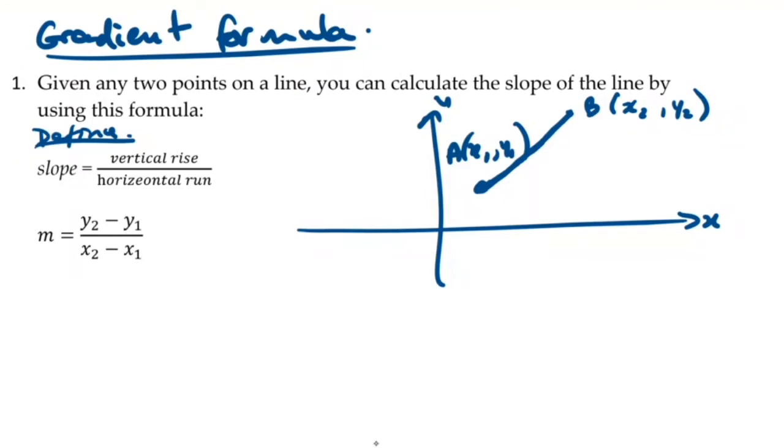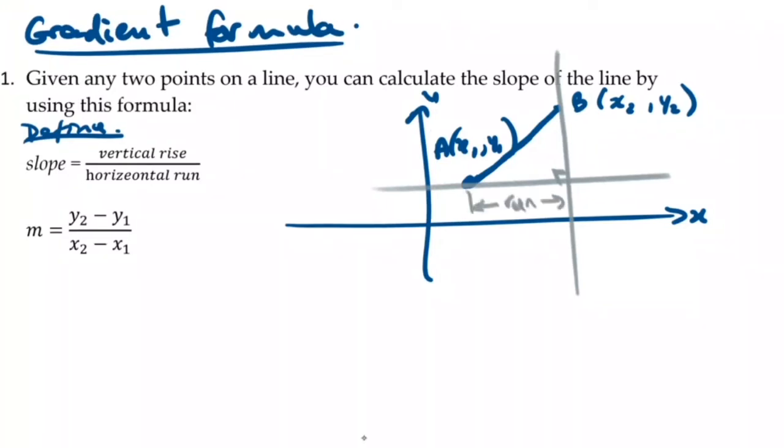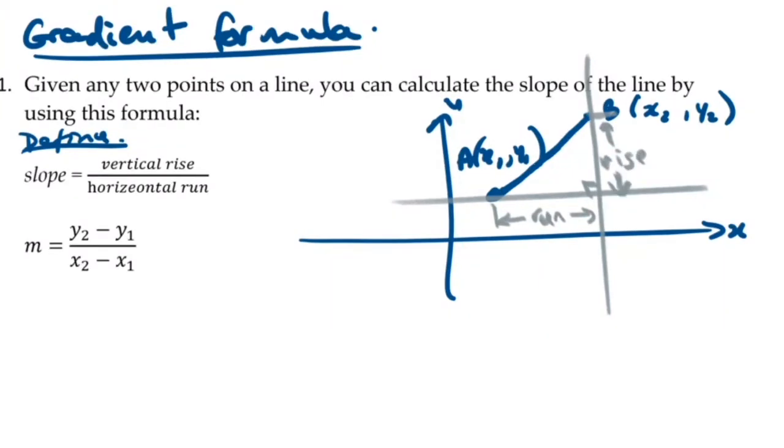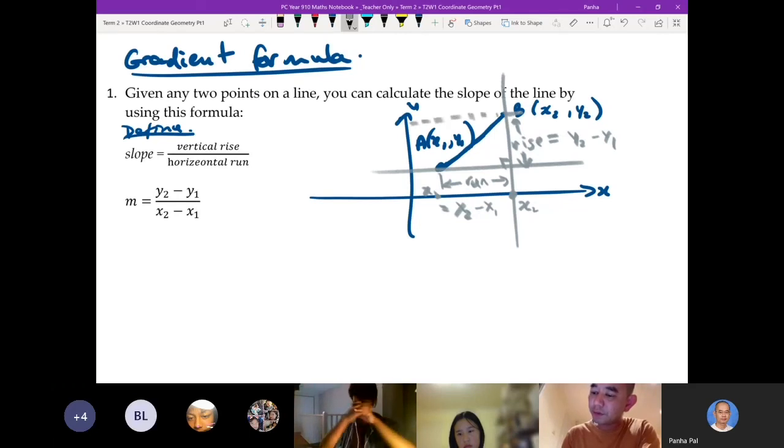What we're going to do is draw again a horizontal line like this and a vertical line at B, and that distance from here to here would be the run, and that distance from here to here would be the rise. So can you see that the rise is nothing more than y2 minus y1, and the run is nothing more than x2 minus x1, because that's x2 here and that's x1 here, and this rise here, that's y2, and this is y1 right here.